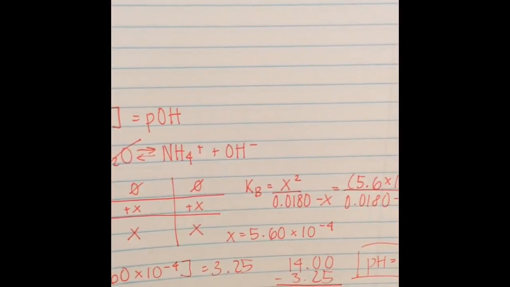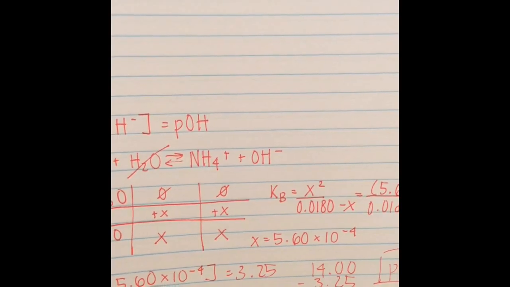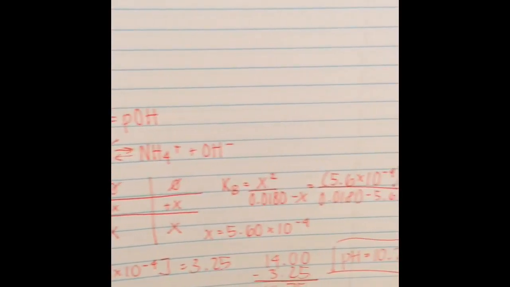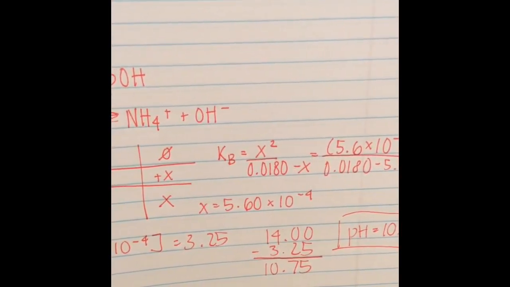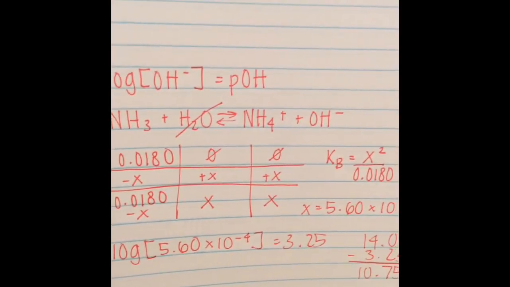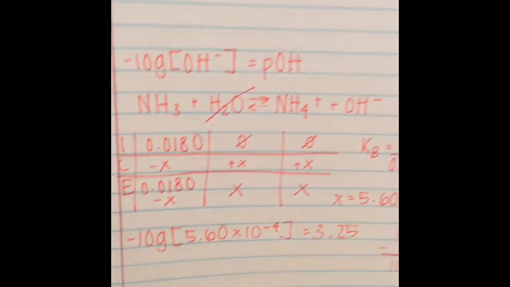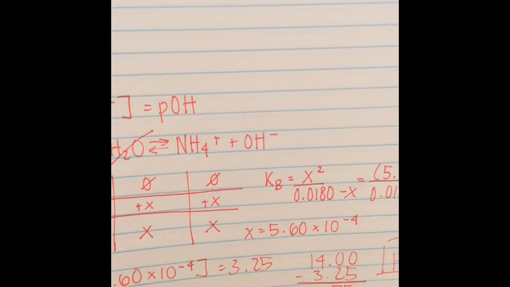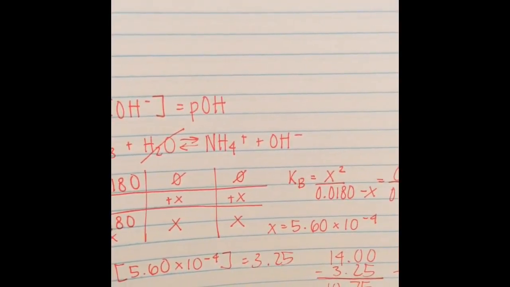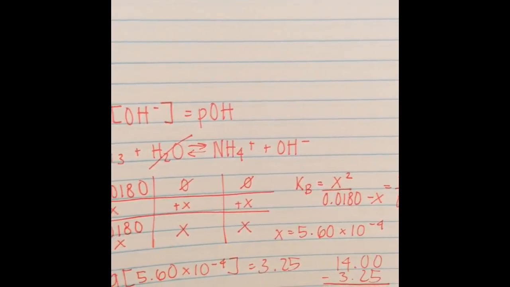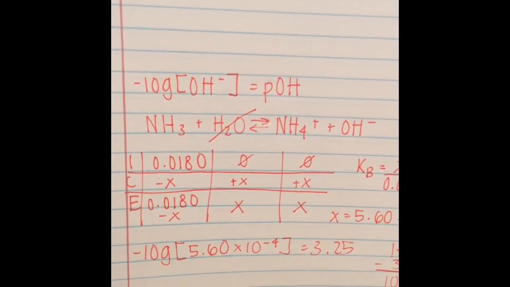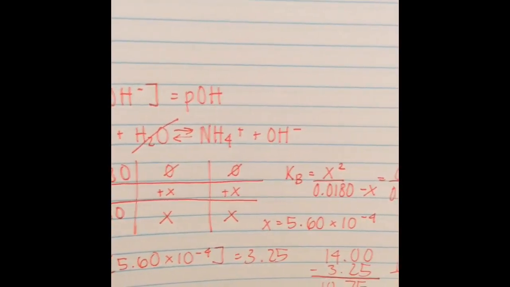You then set it up in the equilibrium expression of Kb equals X squared over 0.0180 minus X, and you get X equals 5.6 times 10 to the negative fourth. You plug in your X value because X is equal to the concentration at equilibrium for OH minus, and you want the concentration of OH minus to solve for the pOH. So negative log of 5.6 times 10 to the negative fourth equals 3.25.